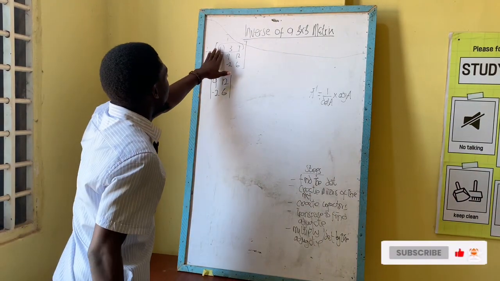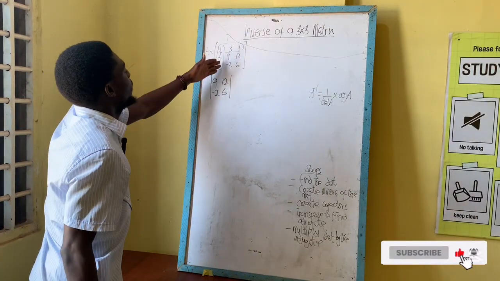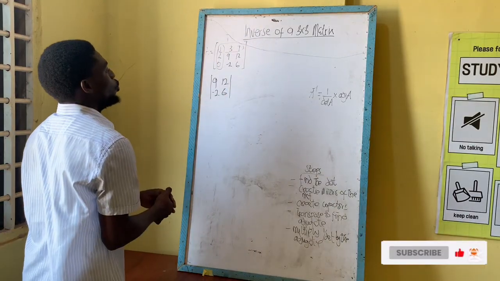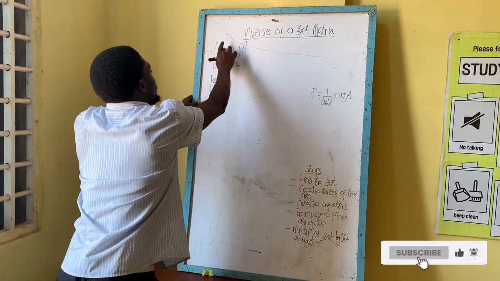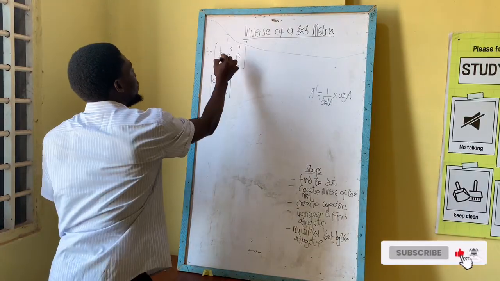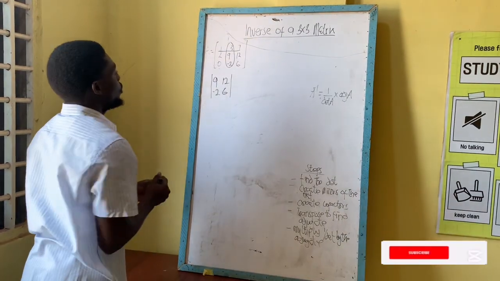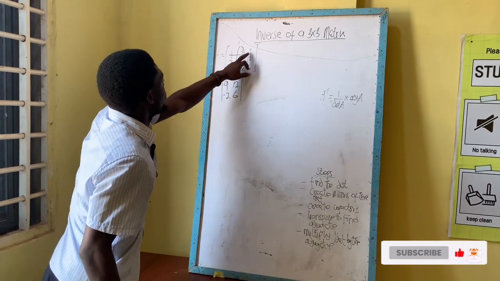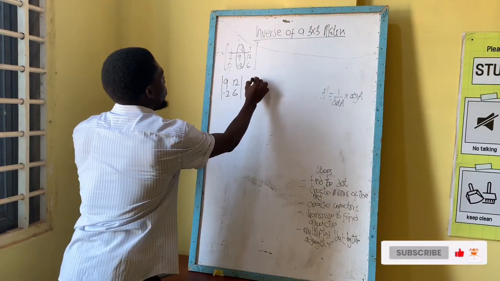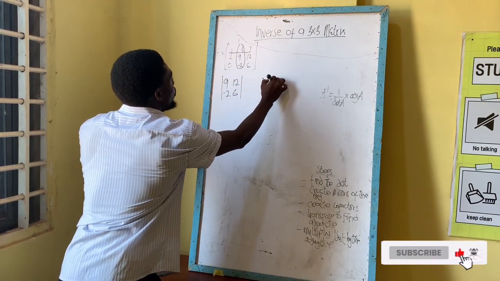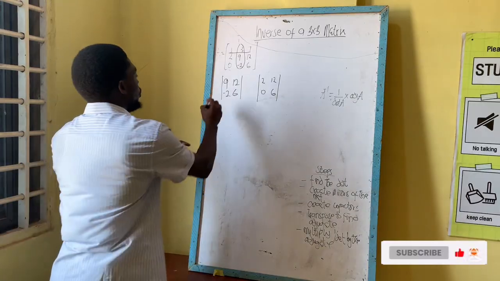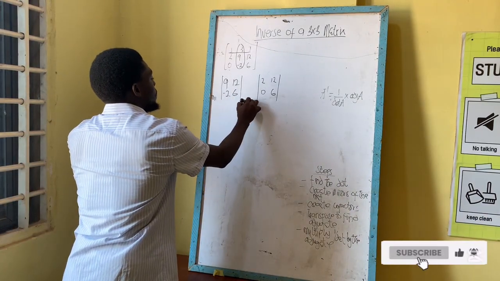For the first one, we mentally deleted the first row and the first column. Second one, we mentally delete the first row and the second column. So if you mentally delete the first row and the second column, we are going to be left with 2, 12, 0, and 6. That's the second minor. So we are going to name the first one minor 1,1. Then this is our minor 1,2.